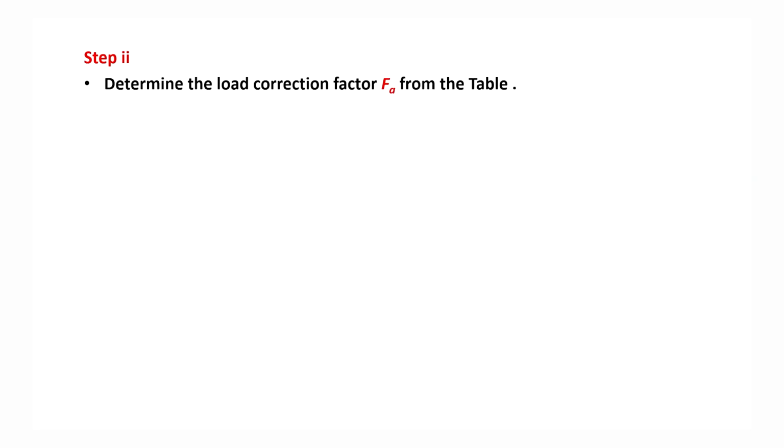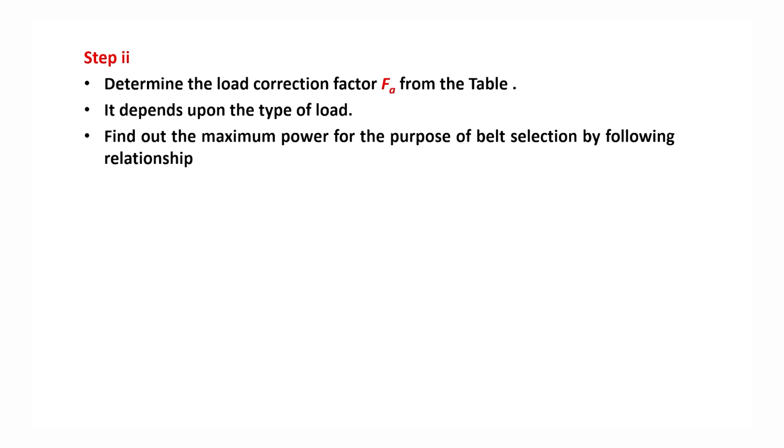Now, step 2. Determine the load correction factor FA from the table based on the type of load. Find out the maximum power for the purpose of belt selection by the following relationship. That means the maximum power is equal to FA, the load correction factor, multiplied by the power which you want to transmit. The power which we want to transmit is given in the problem. It will be multiplied by this load correction factor to get the maximum power which we can transmit.